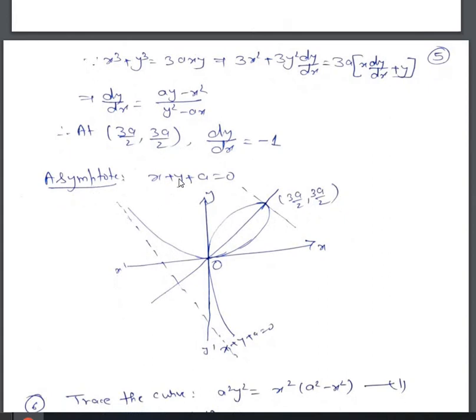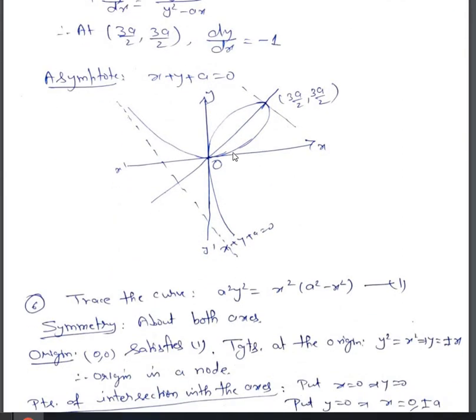Now the asymptote of this curve, there is a separate chapter for finding asymptotes. I'm not going to discuss that right now, but when you study the chapter on asymptotes, then you will learn how to find oblique asymptotes. There are several methods. Right now you just take it as x plus y plus a is equal to 0. This is the asymptote for this curve.